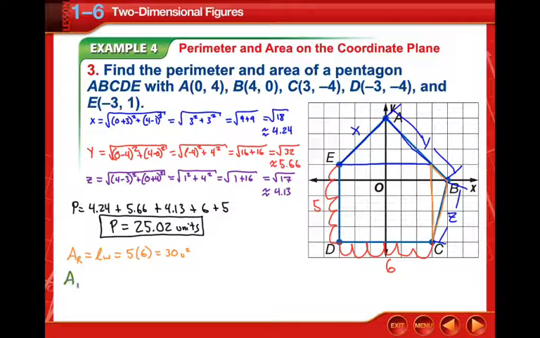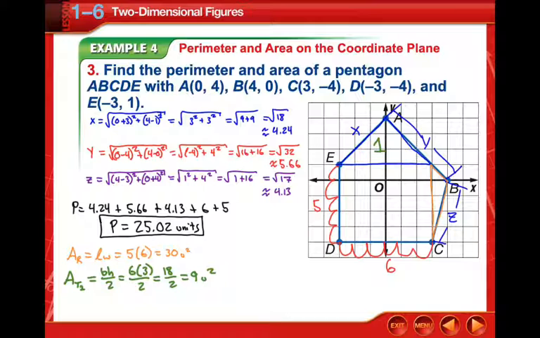So we have two triangles, area of triangle 1. Again, I like to use base times height divided by 2. You can use 1/2 base times height if that's your preference. The base for, let's say, triangle 1 is up top here. Triangle 1 base is 6. The height is 3. Divided by 2, so that's 18 divided by 2, which is 9 units squared.